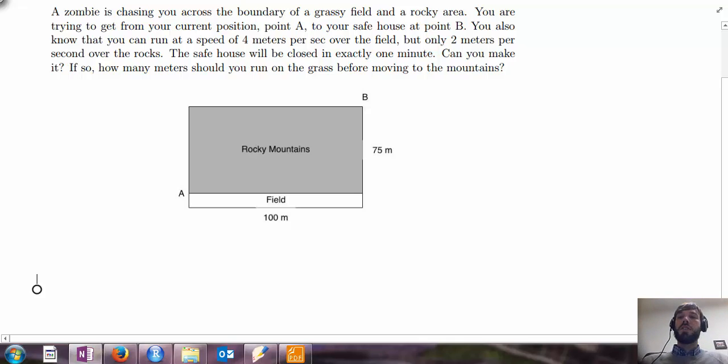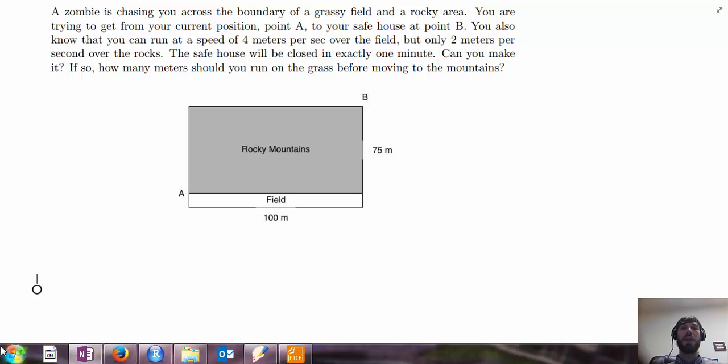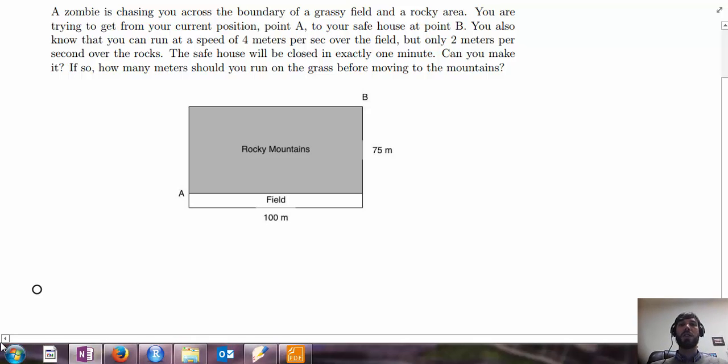Here's a solution to the quiz from last week. So in this problem, some people noted that you can solve this using the guess and check method, and I guess that was fair enough. I give you credit if you did that correctly. But let's talk about how to solve this problem using calculus.